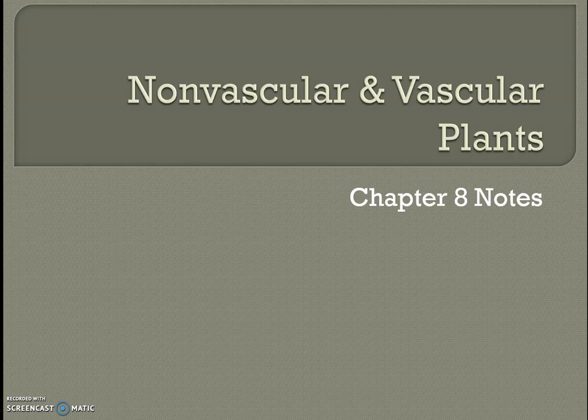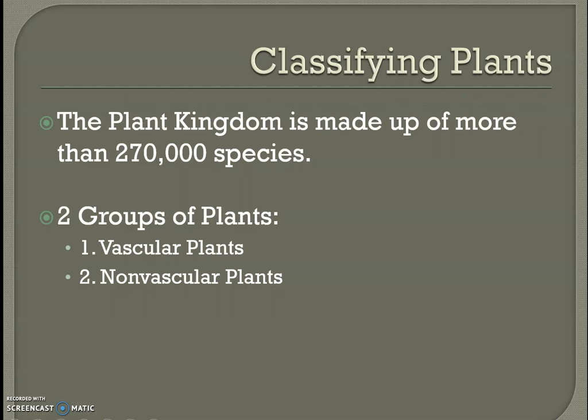All right, getting started with Chapter 8, Notes on Non-Vascular and Vascular Plants. So when it comes to classifying plants, we know that the largest group of classification is called the kingdom, and we have the plant kingdom, which is made up of more than 270,000 species or different types of plants.